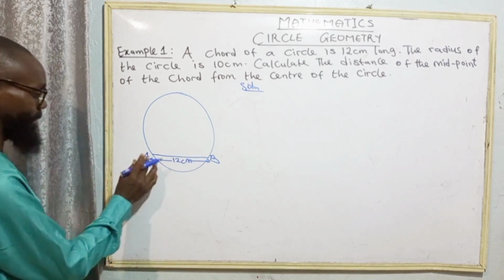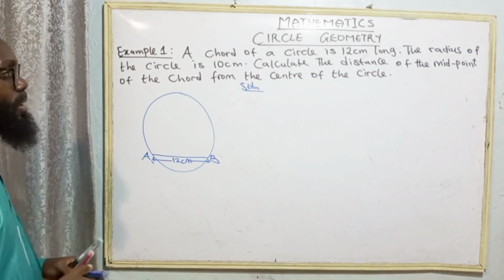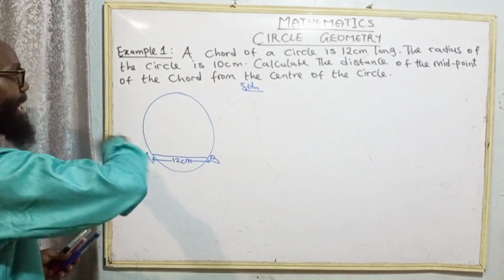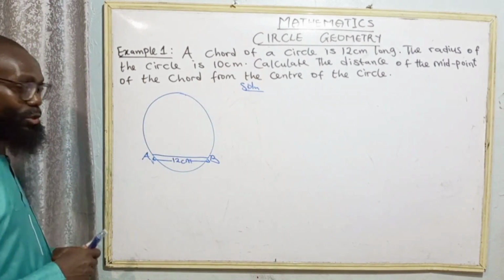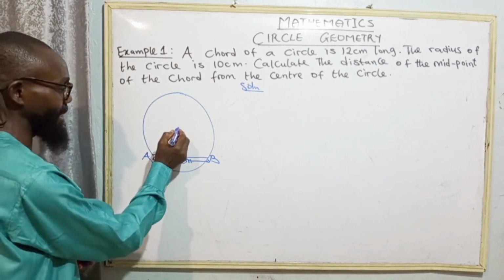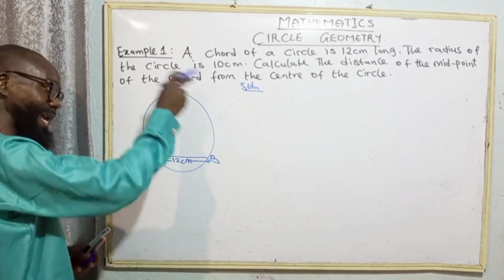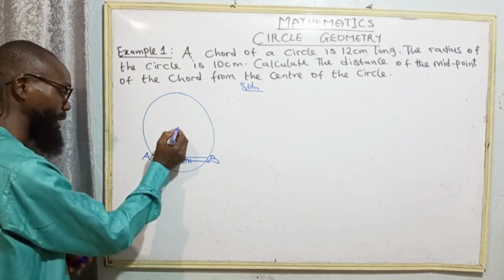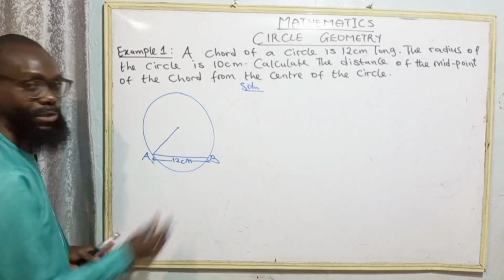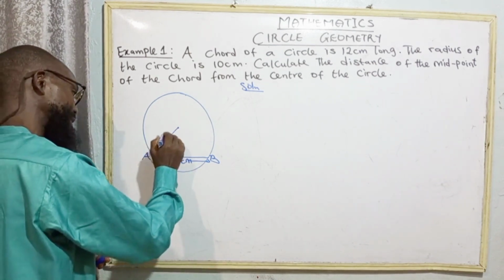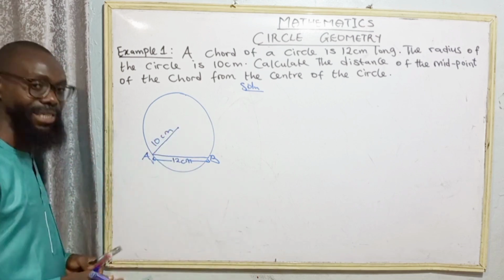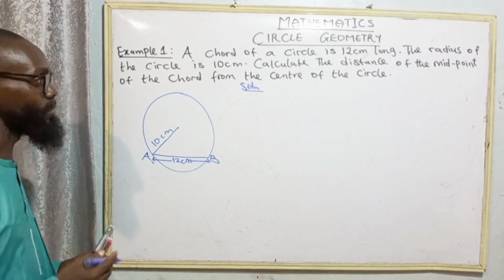A length of 12 cm. Then the radius of the circle is 10 cm. We know radius means distance from the center to any part of the circumference. So it's going to join either line A or line B, and it is 10 cm. If it is joining line B as well, it's still 10 cm, they are equal.